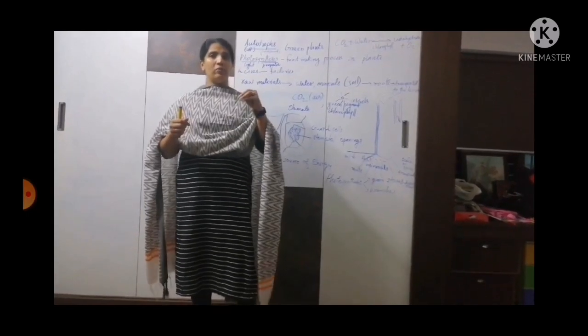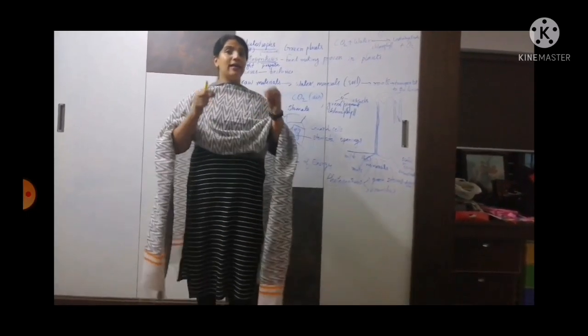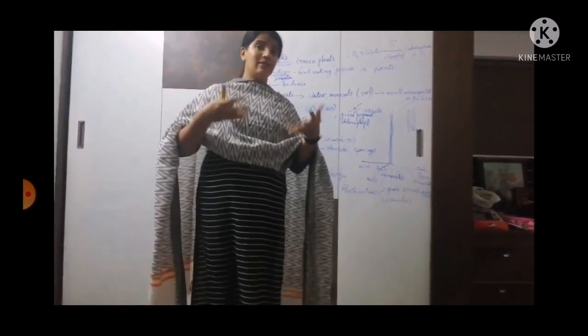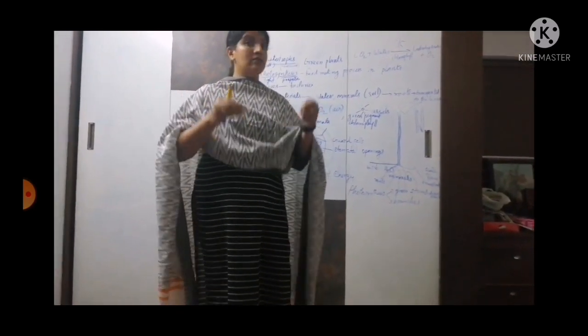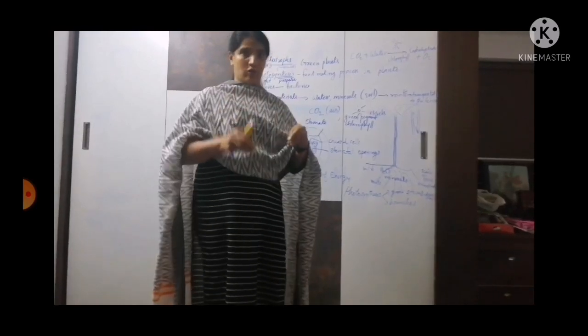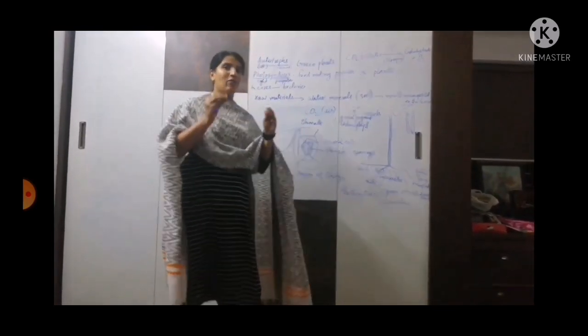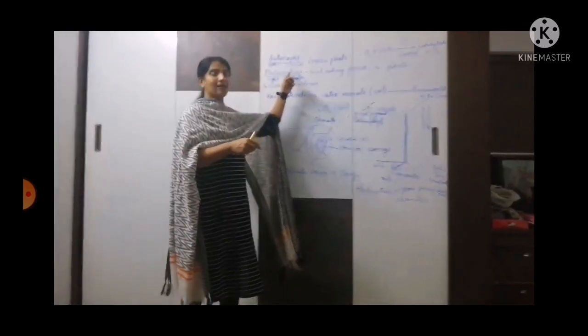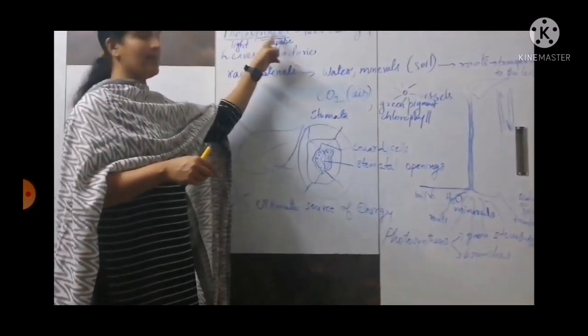What do you mean by autotrophic nutrition? That is, green plants are making themselves the food. That is called autotrophic nutrition. So they are called autotrophs. So let us see that in the photosynthesis process, what is happening. So let us look at the word photosynthesis.